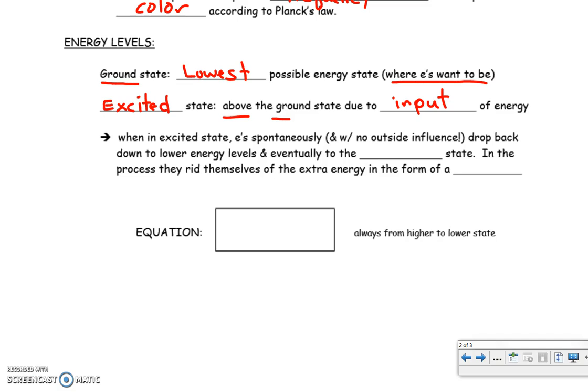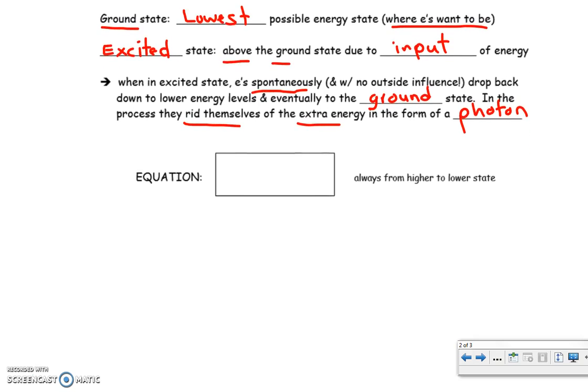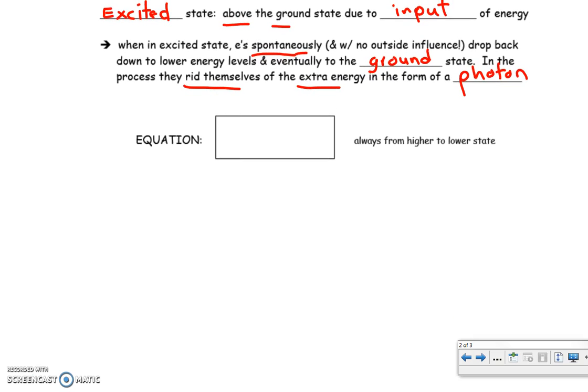So what happens when they're in a higher excited state? Fairly simple. They will spontaneously, you don't need to do anything, it's purely a random process, drop back down to the lower energy levels and eventually to the ground state. In the process, they rid themselves of the extra energy in the form of a photon. In other words, they give off light. And the light that they give off is a specific energy, and therefore a specific frequency, and therefore a specific color. It's actually fairly simple and elegant in its own way, even though it gets fairly complicated for higher atomic numbers.